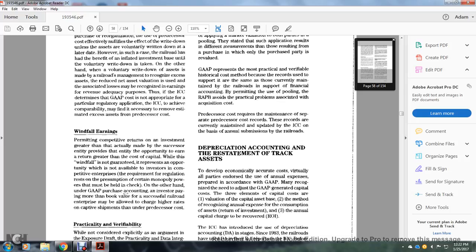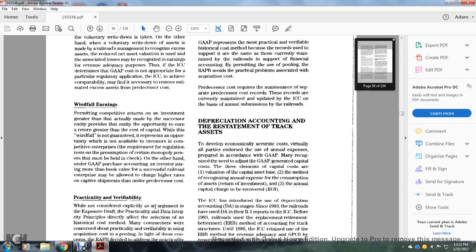Alright, windfall earnings. Permitting a competitive return on an investment greater than the actual investment made by the successor provides the entity with the opportunity to earn a return greater than the cost of capital, though the windfall is not guaranteed. It represents an opportunity that was not available to the investor. Competitive enterprise return regulation rests on the presumption of certain monopoly powers that must be held in check. On the other hand, under government accounting auditing principles purchase accounting, where the investor pays more than the book value, the successor railroad enterprise may be allowed to charge higher rates to shippers than under the predecessor costs.